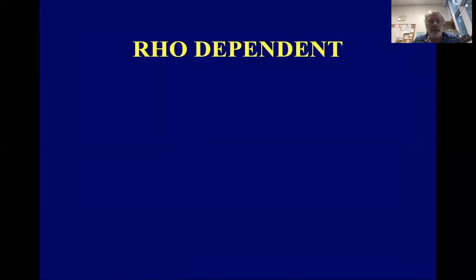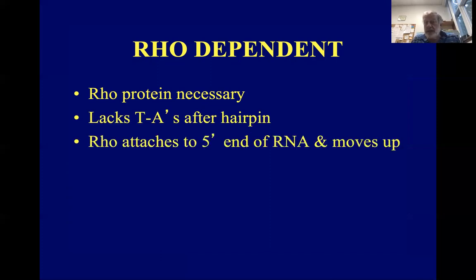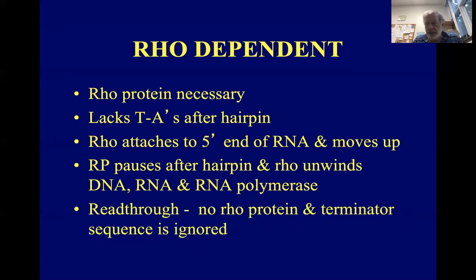Now, the rho-dependent terminator needs the rho protein. It lacks the TAs after the hairpin. The rho attaches to the 5' end of the RNA molecule being made and moves up. And the RNA polymerase pauses after the hairpin. At that point, the rho protein unwinds the DNA, the RNA, and the RNA polymerase, and transcription is terminated. If there is no rho protein, then the terminator sequence is ignored, and what we have there is called read-through. So transcription just keeps continuing.